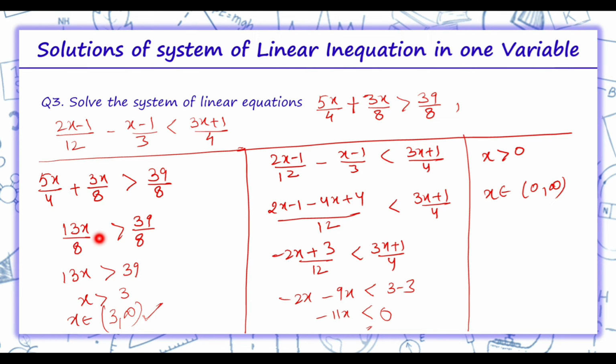So here it is (3, infinity) and this is (0, infinity). The solution set of this system of linear inequations is the intersection of both inequations. The solution set will be (3, infinity). This is how we can solve a system of linear inequations in one variable: first solve both inequations, then find the intersection of their solution sets, and that is finally the solution set of the given inequations.